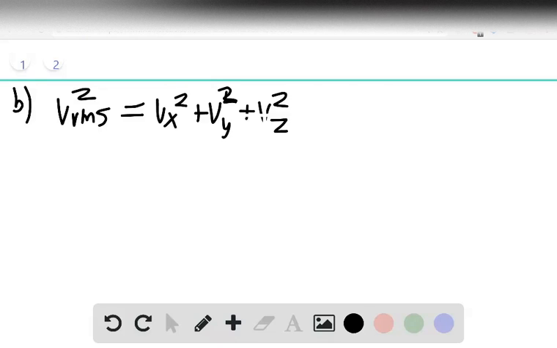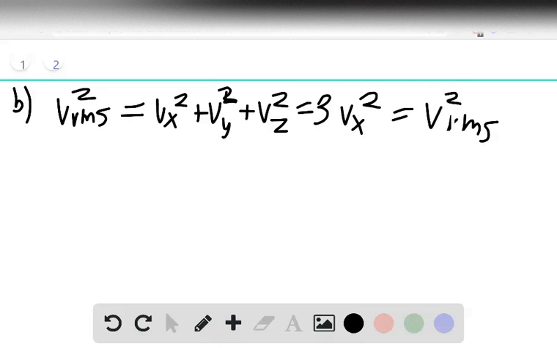So that equals 3 Vx squared, because we're assuming that it's only traveling in the x direction. So 3 Vx squared equals V squared RMS. So then Vx equals V RMS divided by the square root of 3.